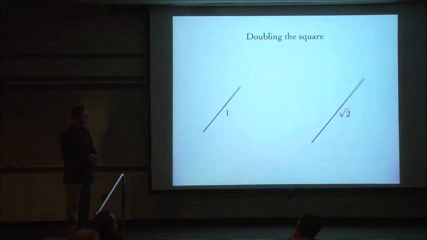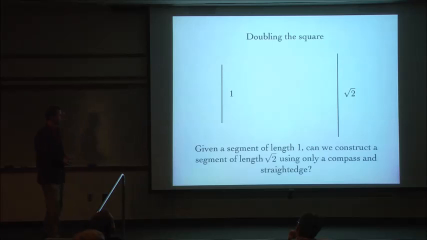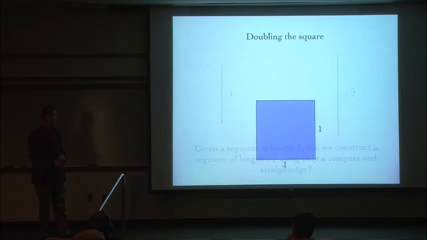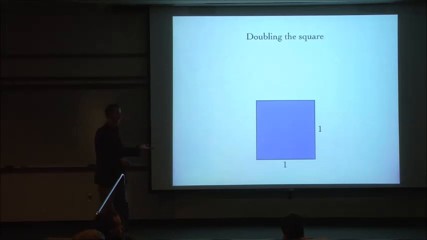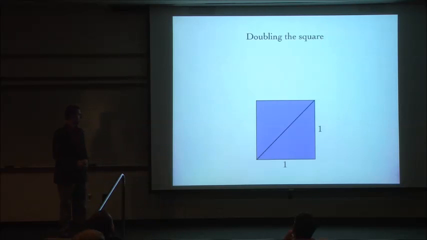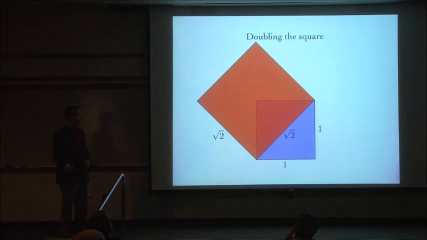And so just like the squaring of the circle, we can boil this down to line segments. Given a line segment of length 1, can we construct a line segment of length square root of 2 using only a compass and straight edge? So let's go back to our square. Here's our square. Can you construct a line segment of length square root of 2 for me using only a compass and straight edge? Yeah, this is really easy, right? Just draw the diagonal. There's our line segment of length square root of 2.